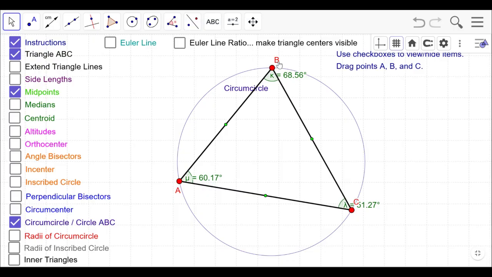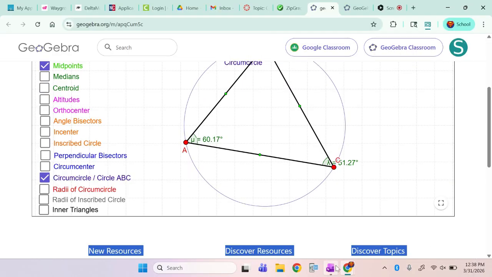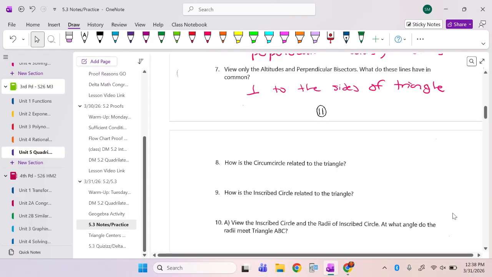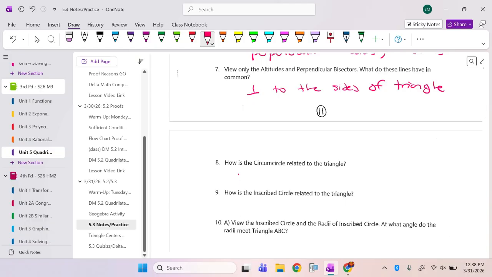Now, what's true about this circle? What's it doing? How does it relate to the triangle? It's going through all the vertices, right, of the triangle? Yes? Yeah. So that's how it relates. The circumcircle goes through all the vertices of the triangle.